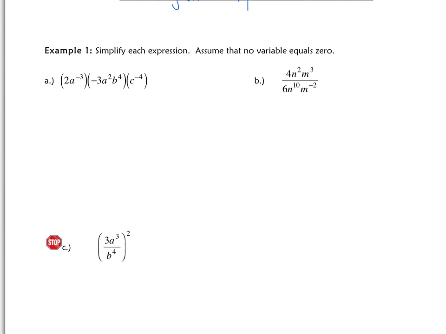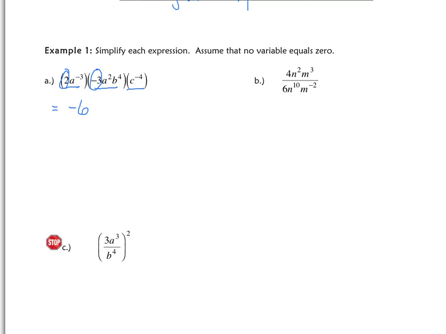So the first one here, we have 2a to the negative 3 times negative 3a squared b to the 4th times c to the negative 4th. So all 3 of these are monomials. They're being multiplied. So the first thing I notice is that we have 2 coefficients. We have a 2 and a negative 3. We're just going to multiply those 2 together like we normally would, getting a -6. We don't follow the rules of exponents for coefficients.